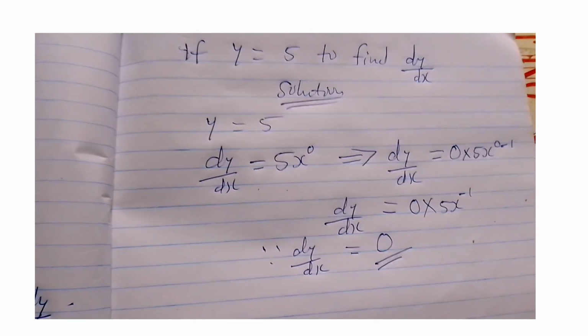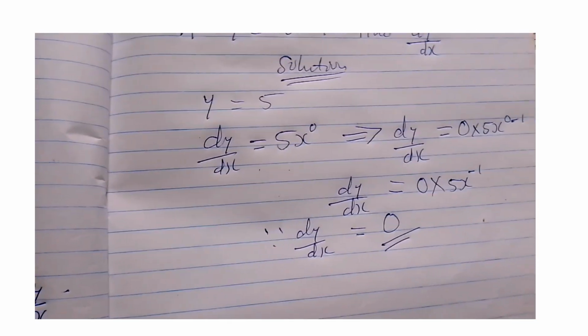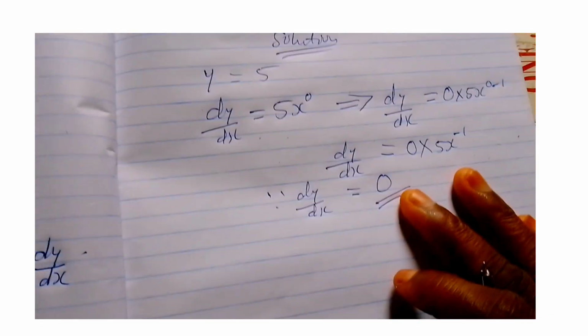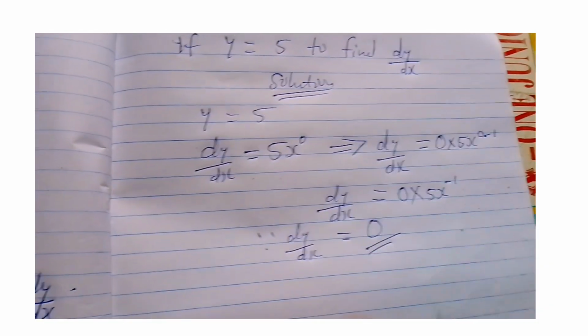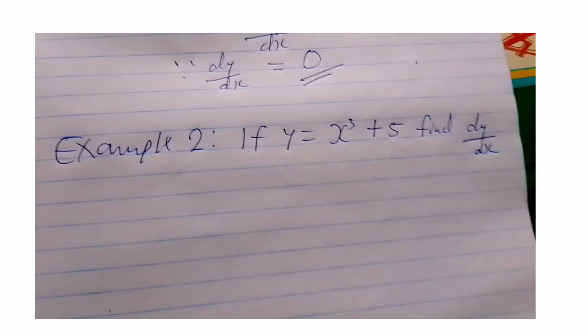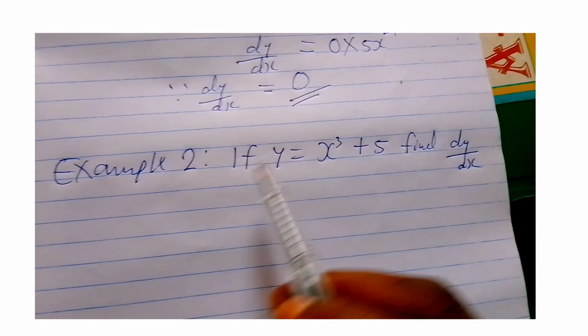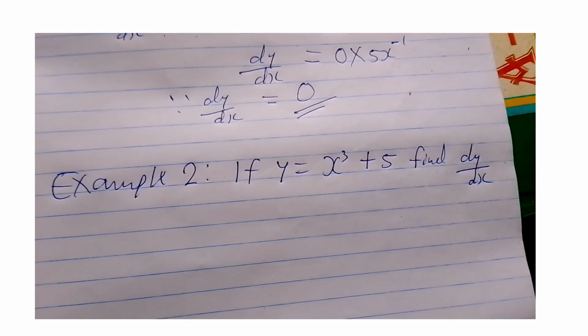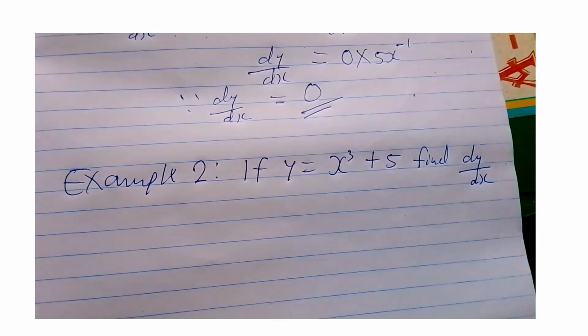Let's look at the second rule in differentiation. But before we look at the second rule, I would like to combine the first power rule and this constant rule together, and let us find how to derive them. Let me give us this example. I just combine the power rule and this constant rule together.